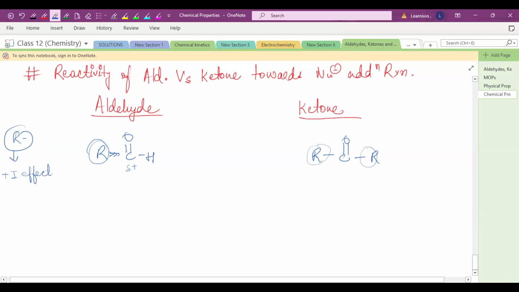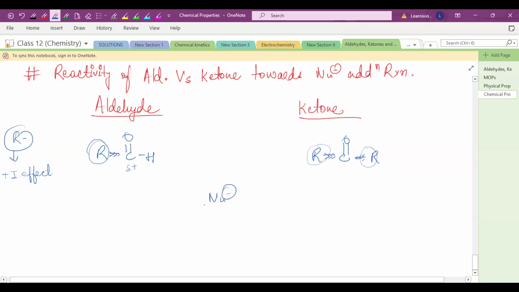There will be more inductive effect. This alkyl group will push the electron density towards this carbon, and this will shift towards this carbon. So this carbon will get a negative charge because the electron density is shifting, so there will be more electron density on this carbon, right?